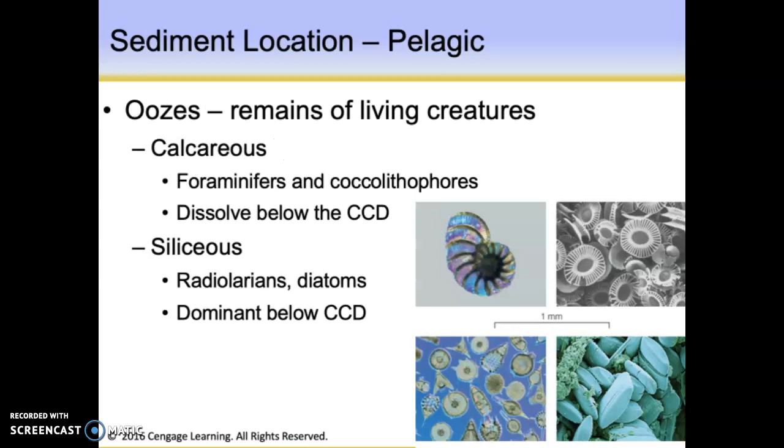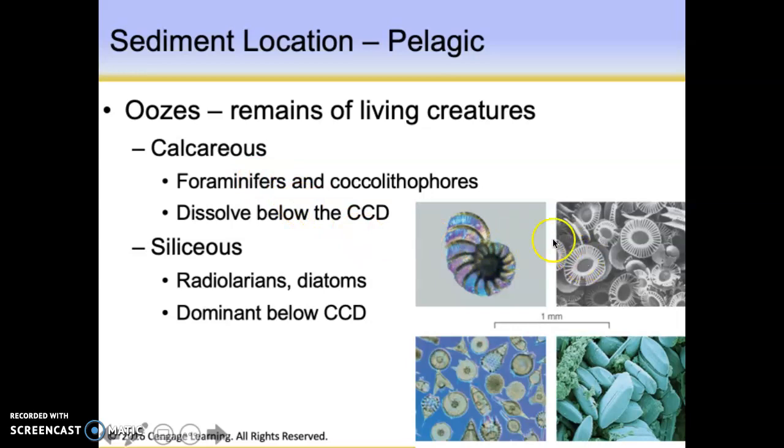The other pelagic sediment that is of note are the oozes. Now, we've already mentioned biogenous sediments that are made out of microscopic organisms. So I included this picture again just as a reminder. We have two types of oozes at the bottom of the ocean floor, or in the deep ocean realm.